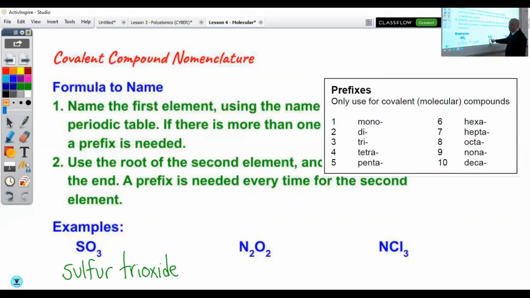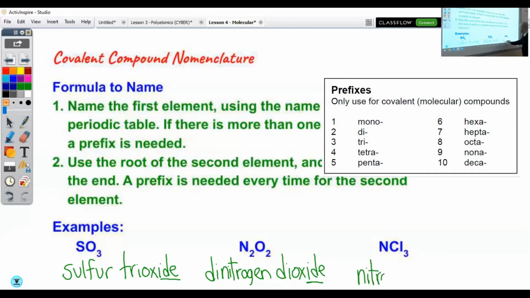In our next example, we have two nitrogens. So we're going to include the prefix di for two. And we have two oxygens. So again, the prefix di. Two nitrogens, two oxygens. Dinitrogen, dioxide. Notice the ending always gets changed to IDE. Finally, in our last example, we have one nitrogen, so we're going to write that with no prefix. And we have three chlorines. So trichloride.